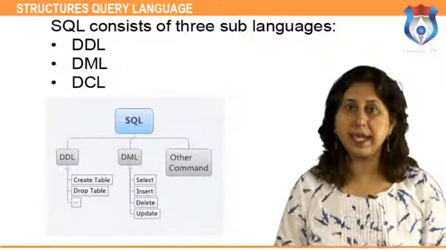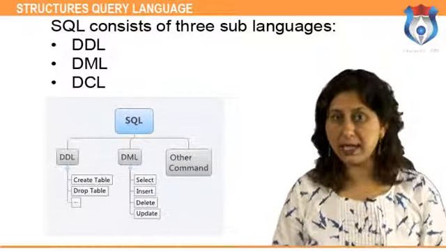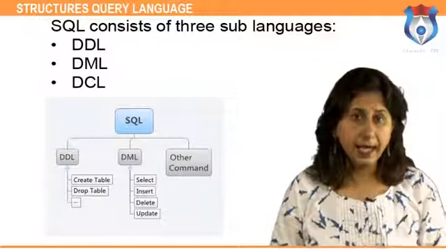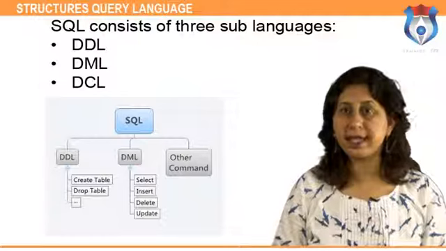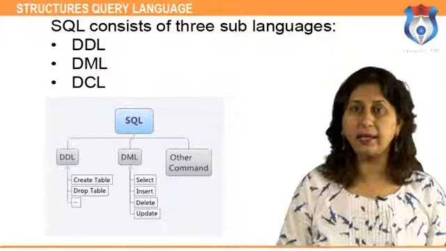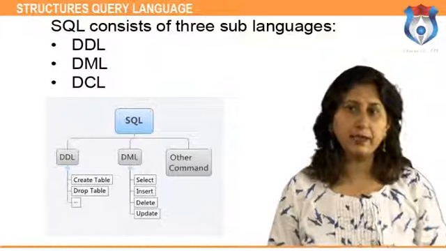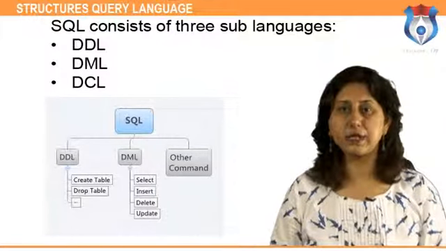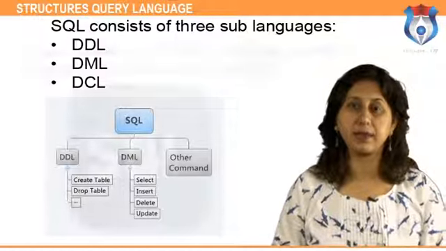DDL, Data Definition Language, used for creating databases and tables and for maintaining the structure. DML, Data Manipulation Language, used for accessing and extracting data from a database: add, update, delete, etc. DCL, Data Control Language, used to control access to the database and therefore essential for the security system.